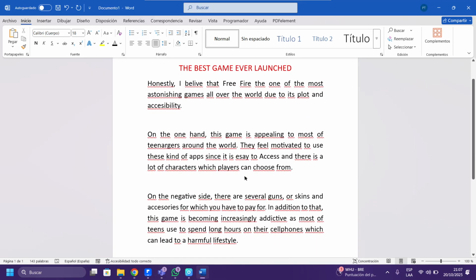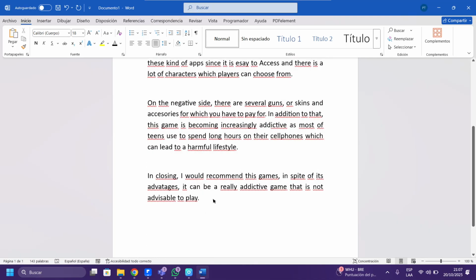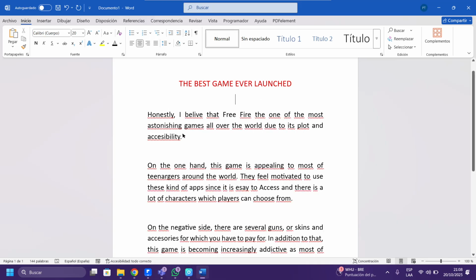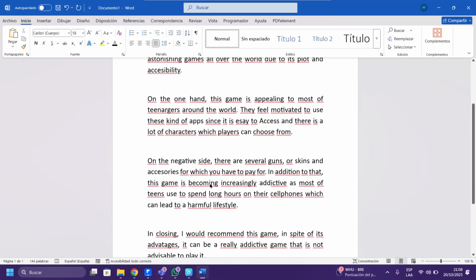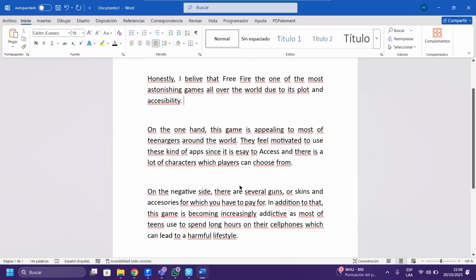You see, it is not that difficult. The last part, the conclusion. So, in closing, I would not recommend this game, because in spite of its advantages, it can be really addictive. It can be a really addictive game, and it is not advisable to play it. That is the way you have to write your review: a very quick introduction, a very quick conclusion, and in the first paragraph you talk about the positive things, and in the next one the negative side, and that's it.